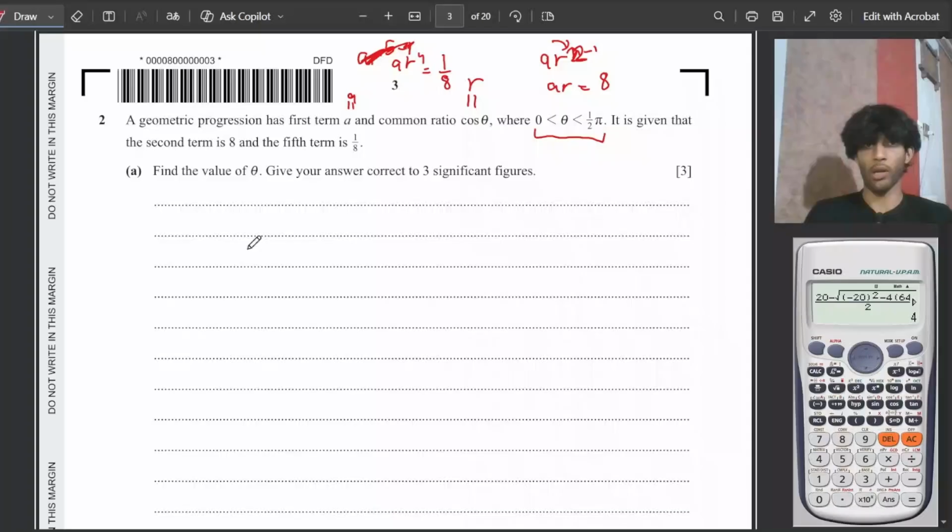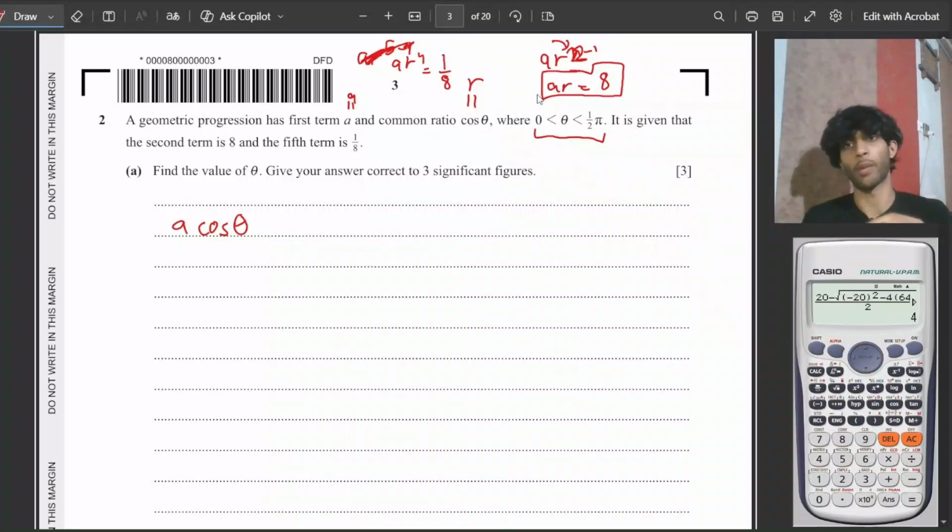Okay, what we can do is, instead of r in both parts, we can write cosine of theta. So let's do that. Instead of ar, we're going to write a cosine theta. And since we're talking about the second term, we're talking about this one over here. This doesn't have a power over it, so the cosine theta will not have a power over it. It will just be a cosine theta equal to 8. Now remember, this is the second term, okay? And then we have an equation for the fifth term as well. So the fifth term equation is a cosine of theta to the power 4 equal to 1 over 8. And what was the equation for the fifth term? It's this equation right over here. Since r has a power of 4 on top of it, this cosine theta will have a power of 4 on top of it.